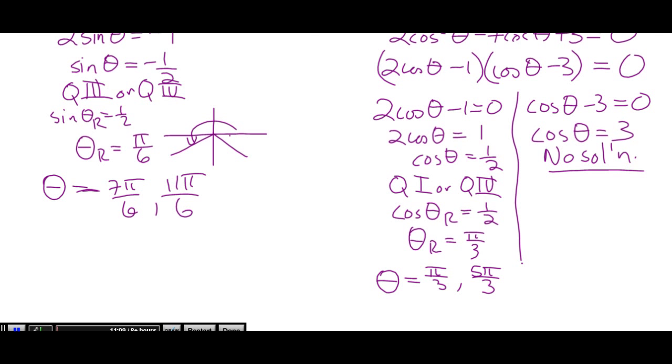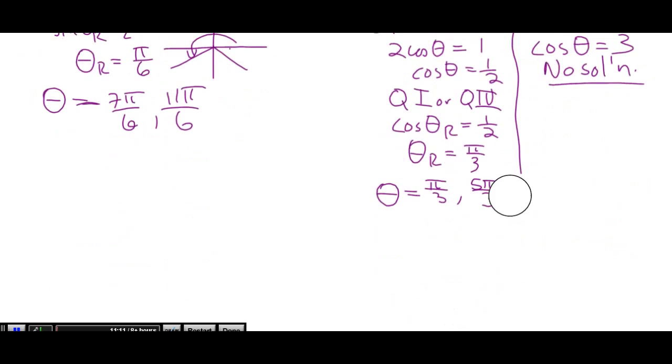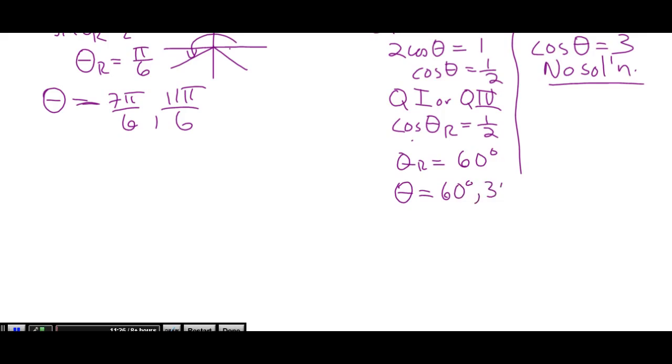Oh, wait, we're in degrees. See how we don't use degrees anymore? Right? Degrees are tough. Okay, so theta r is 60 degrees. So theta is 60 degrees or 300 degrees. Okay, so that's our two angles.